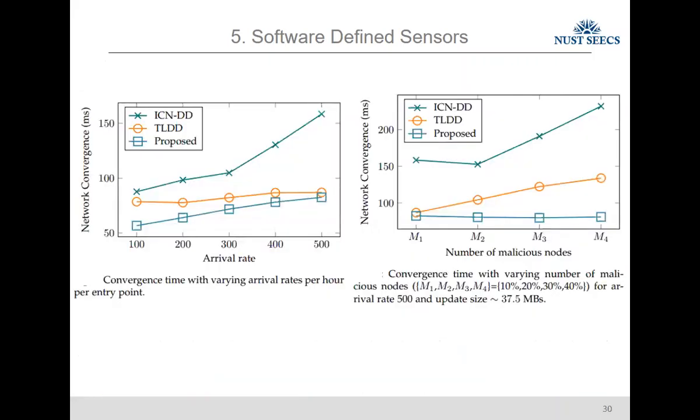So these are some of the results we measured in terms of network convergence, which is how much time we take to maximize the convergence of these updates. We compared it with ICNDD and TLDD. ICNDD is based on a clustering approach, so only the cluster head is selected, and it further disseminates to one or two vehicles within its range. TLDD is based on random selection through the fog node.